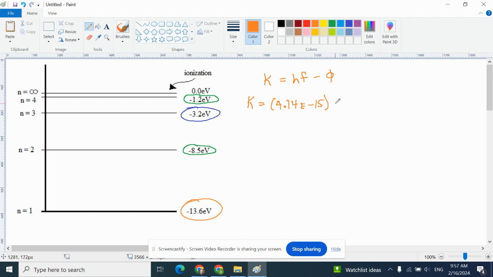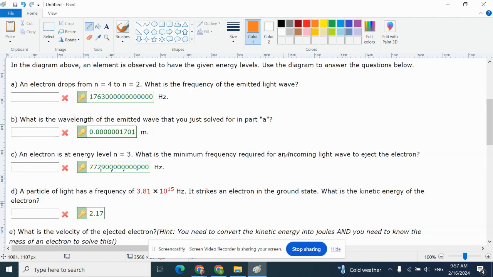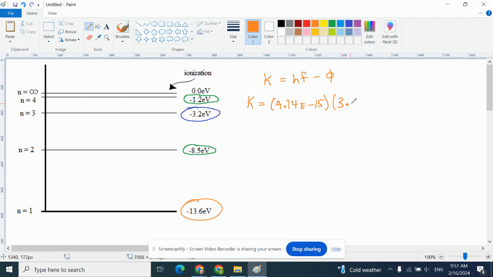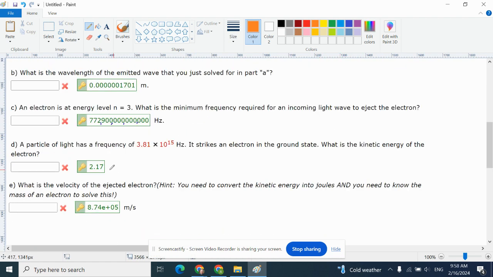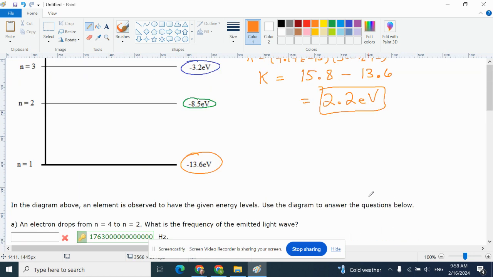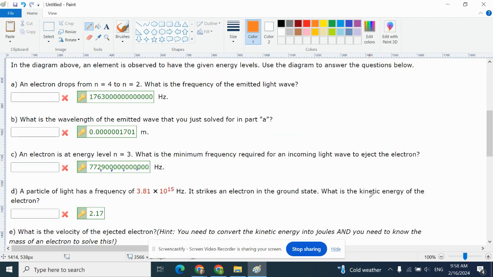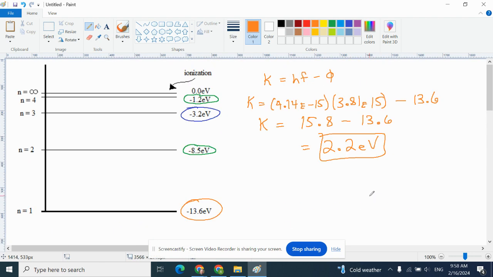4.14 e negative 15, again, because the electron volt seconds. Frequency is 3.81 e15. Work function is 13.6. Take a calculator. This is 15.8 minus 13.6. 2.2 eV. I got 2.17. Works for me. Make sure 3.81. Yep. Everything looks good.